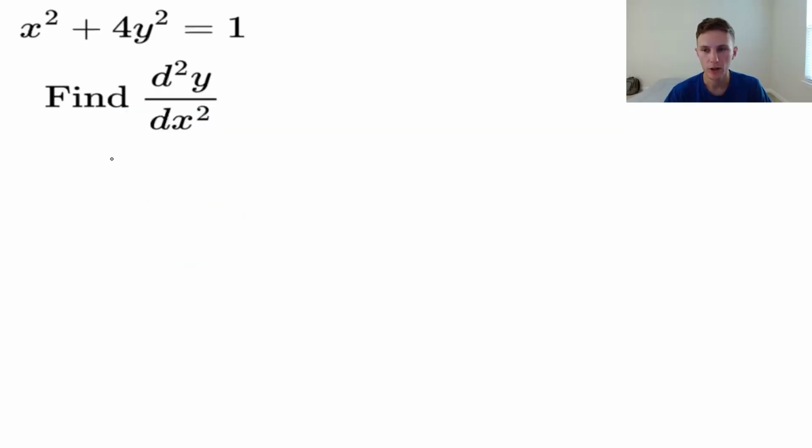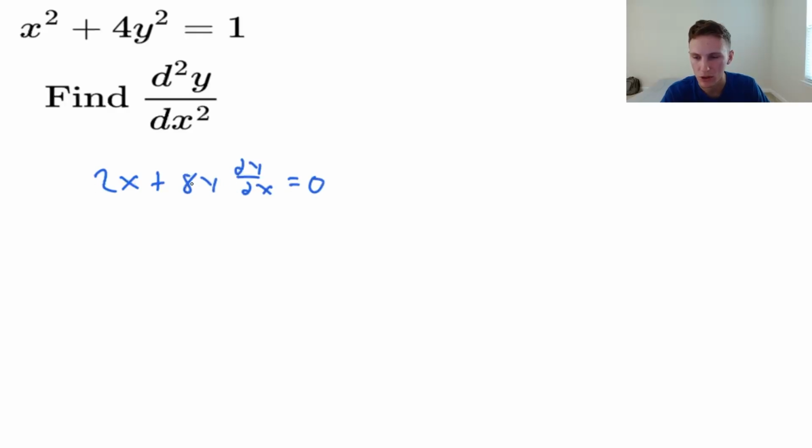So on screen here, this time we're going to be asked to find the second derivative using implicit differentiation. And I'm not going to lie, this is probably one of the hardest things you might be asked to do in Calc 1 or AP Calc AB. So buckle up. We're going to find the first derivative just like we did before. That should be pretty simple. So that'll be 2x plus 8y dy/dx equals 0.